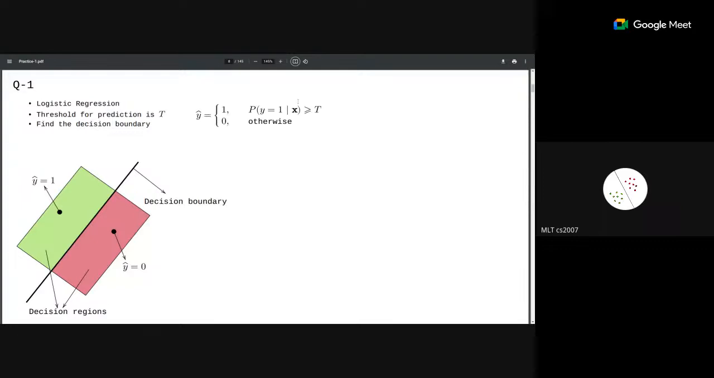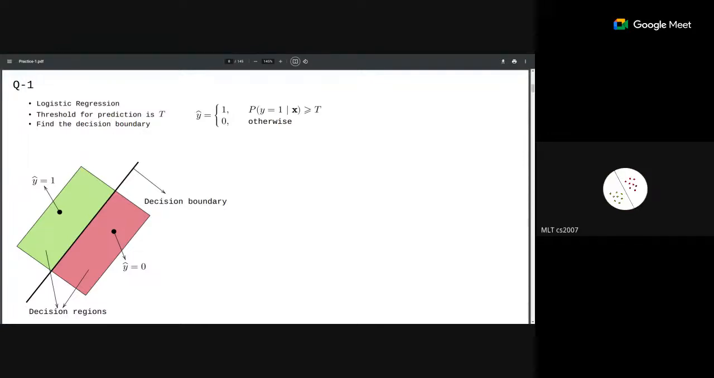Do you all recall that this is the formula for determining the predicted label in logistic regression? If the probability of y equal to 1 given x is at least t, then you return 1 as the predicted label. If not, you return 0. So what is P of y equal to 1 given x for such a model? The sigmoid function evaluated at the given point, the point that we're trying to predict.